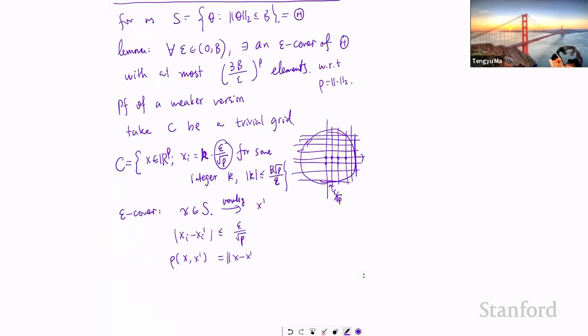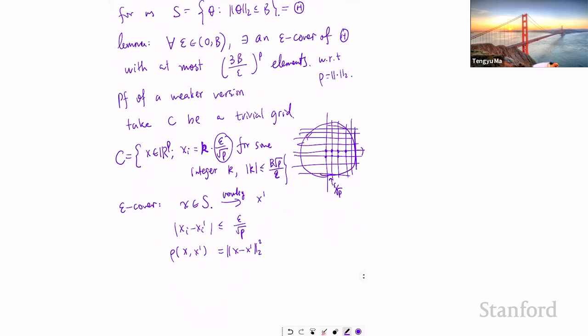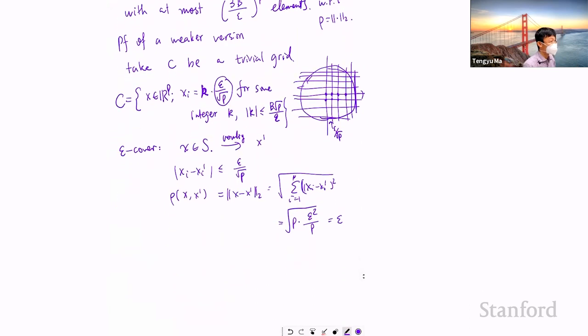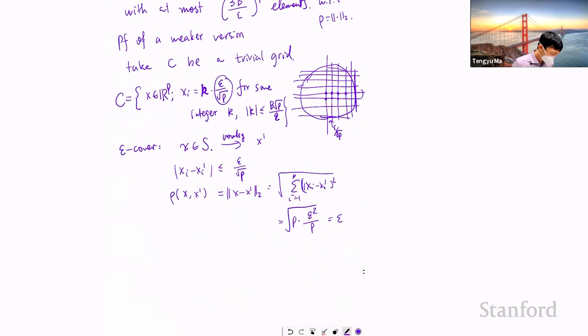Right. So then you look at the L2 norm of these two things. This is the sum of (Xi minus Xi prime) squared, i from 1 to P. And then you bound each coordinate, you get P times epsilon squared over P, square root, which is epsilon. That's actually why I chose the grid size to be epsilon over square root P, just because I want to make it epsilon like that. So this proves that it's an epsilon cover. And also we can count how large C is.